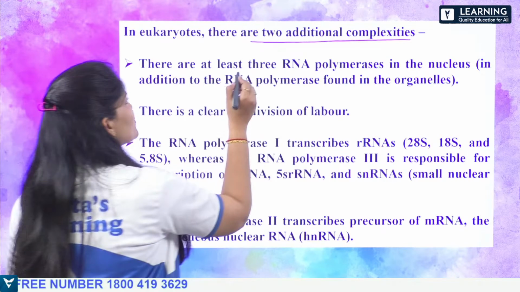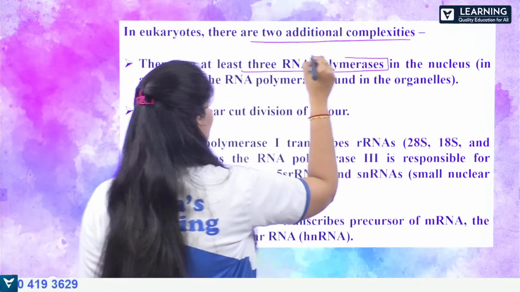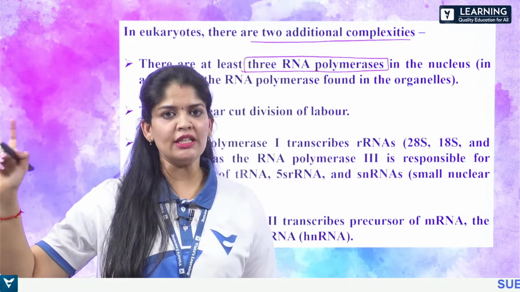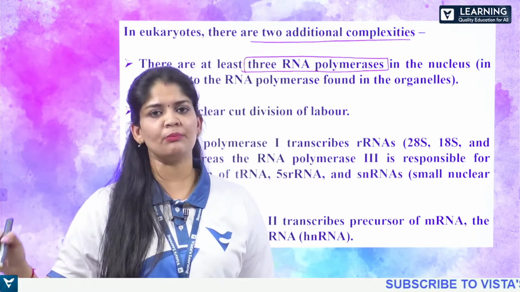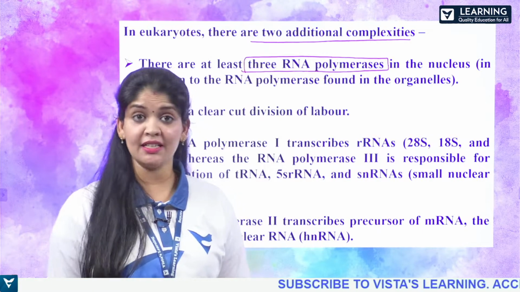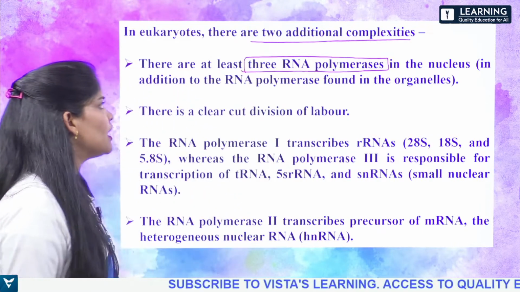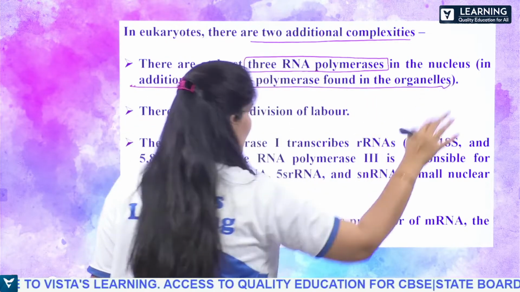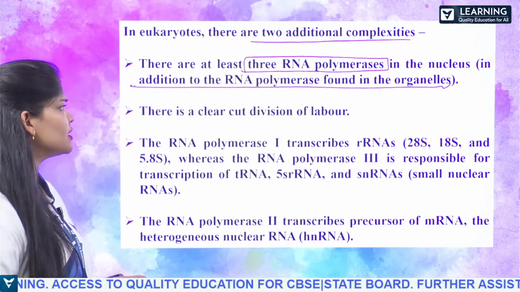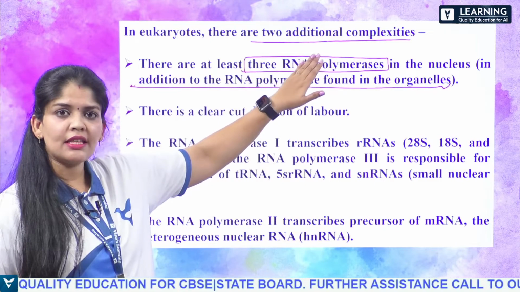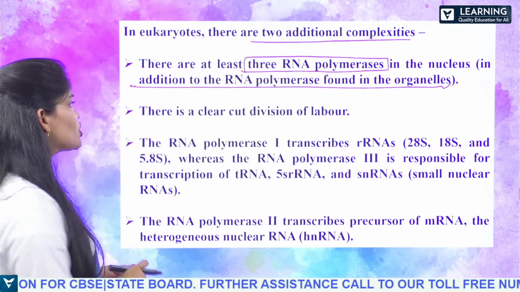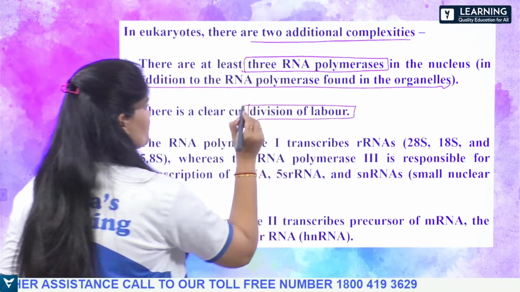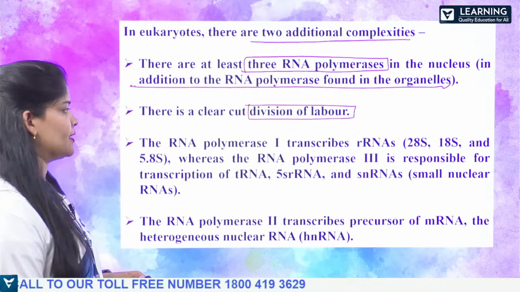There are at least 3 RNA polymerase enzymes. We have only one RNA polymerase that initiates, elongates and terminates in the case of prokaryotes. But here there is a division of labor in the nucleus, and in addition to these, RNA polymerases are also found in other cell organelles. So these 3 RNA polymerases show a clear-cut division of labor, and this is important here.